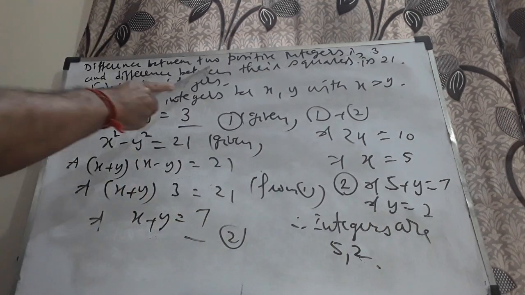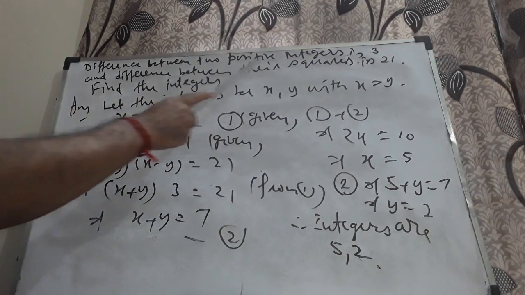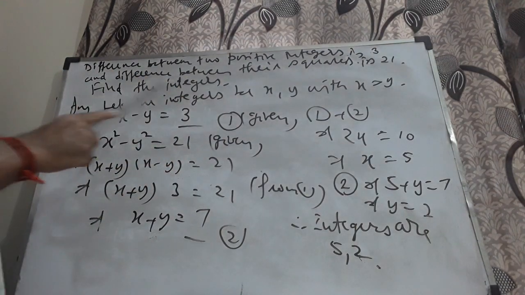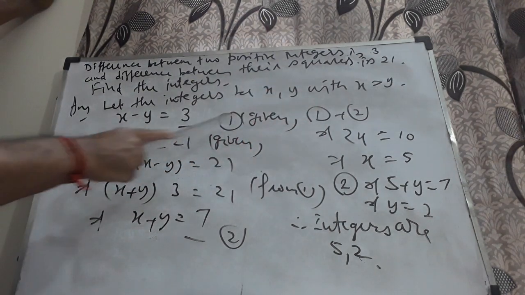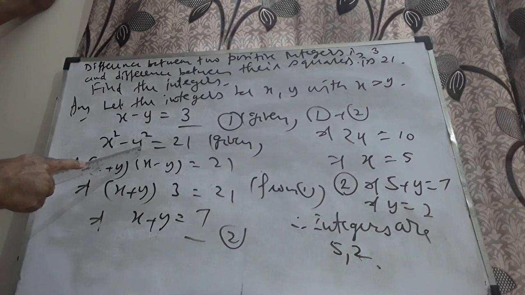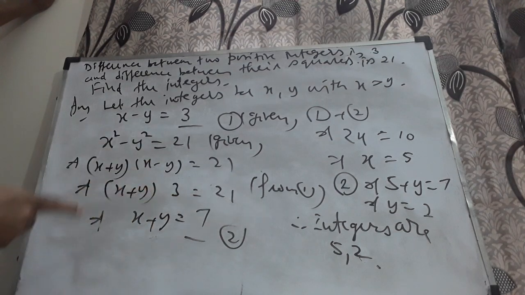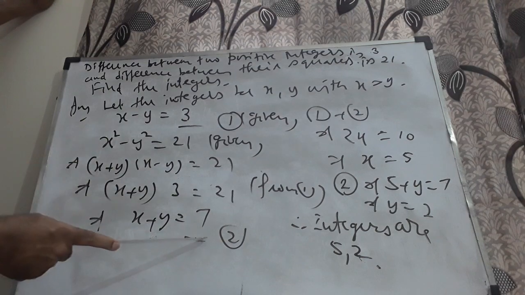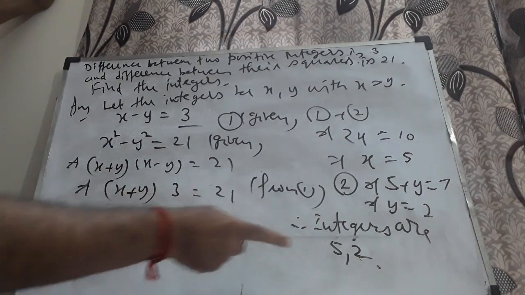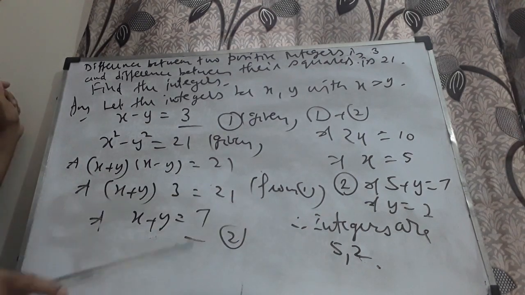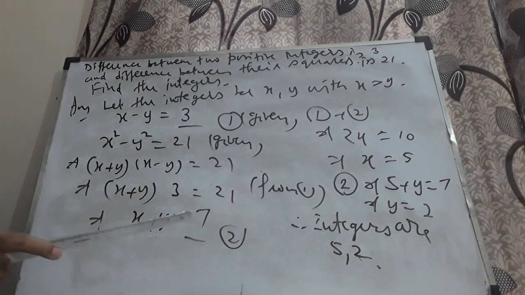Let me repeat. The difference between two positive integers is 3 and the difference between their squares is 21. Find the integers. Let the integers be x, y with x greater than y. Now, x minus y is equal to 3, that is given. The difference of their squares, x square minus y square, is 21. This can be written as x plus y and x minus y is equal to 21. x plus y into 3 is equal to 21 from 1. x plus y becomes 21 by 3, which is 7. Add 1 and 2. 2x is equal to 10, x is 5. For 5 plus y is 7, y is 2. Required integers are 5 comma 2. 5 minus 2 is 3. 5 square minus 2 square, 25 minus 4 is 21. Therefore, my answer is correct.